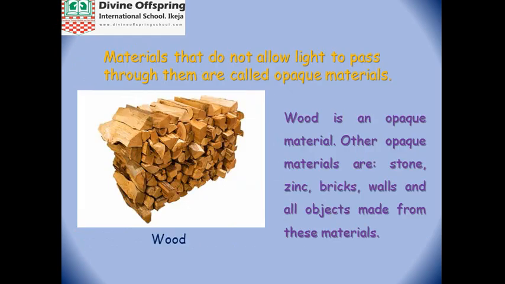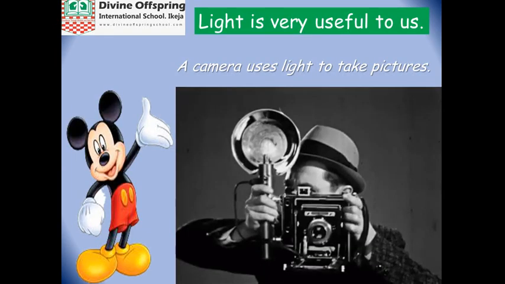Materials that do not allow light to pass through them are called opaque materials. Wood is an opaque material. Other opaque materials are stone, zinc, bricks, walls, and all objects made from these materials.